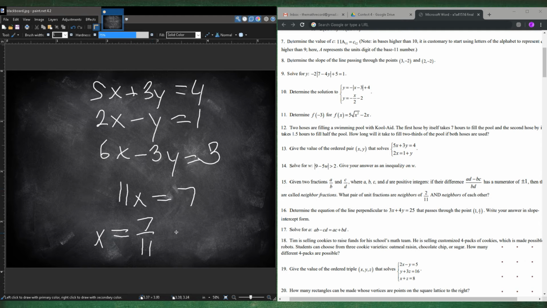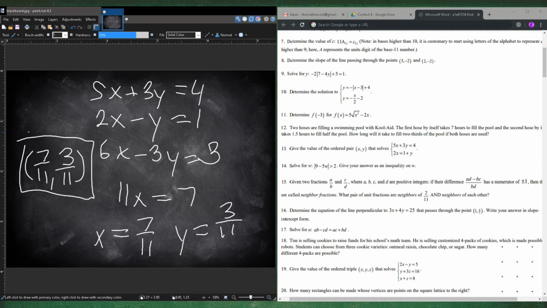So x is equal to 7 over 11. And for y, just plug it into one of the original equations, like the original second equation, so that's 14 over 11 minus 11 over 11, because that's equal to 1. That gets 3 over 11. Okay. So the answer for number 13 is 7 over 11 comma 3 over 11.